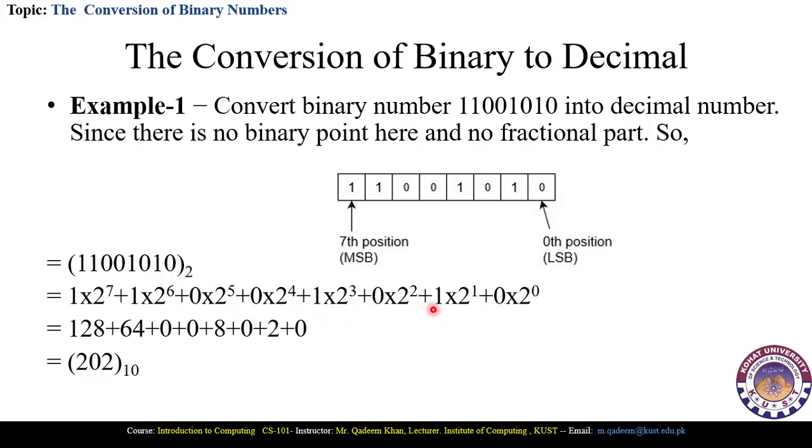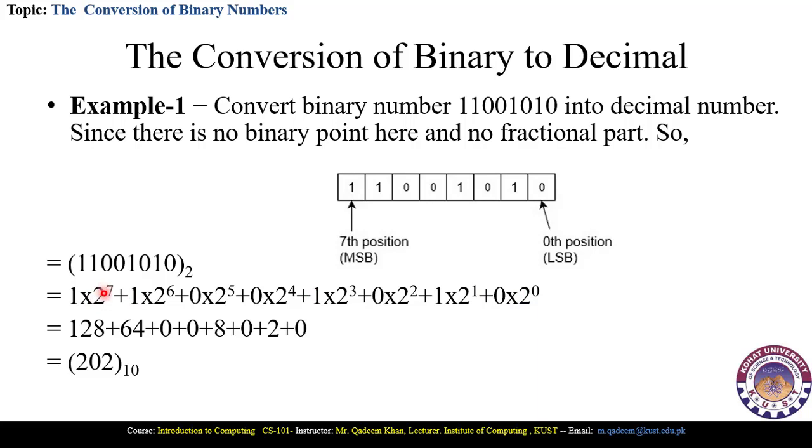So you can see that here we have multiplied each and every binary digit with its base, and the base is raised to the power of the position, starting with the most significant bit and decrementing. So for example 7, 6, 5, 4, 3, 2, 1 and the last one, which is the least significant bit, is 0. Now we will calculate each and every multiplication with its power.